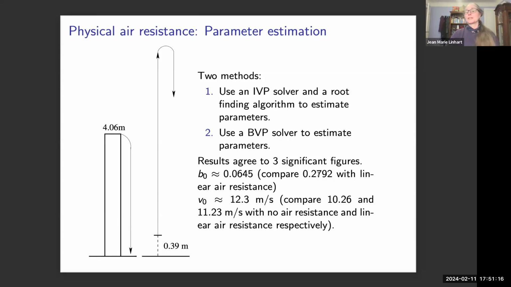Different than what we got with linear air resistance. Note the units are also quite a bit different because now we have air resistance proportional to the velocity squared. The initial velocity has gone up to 12.3 meters per second. It was 10.26 meters per second with no air resistance and 11.23 with linear air resistance. So our initial velocity has gone up.